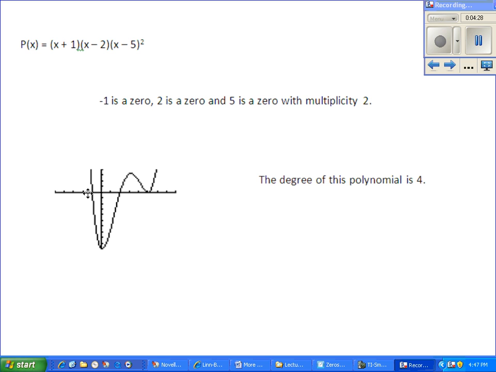If the multiplicity is odd, or multiplicity of 1, it passes through. Even multiplicity, it touches. And then the total degree of this polynomial is 4, which is an even degree with a positive leading coefficient of 1. And so the behavior of the graph looks correct. We are increasing here on the right, increasing here on the left.